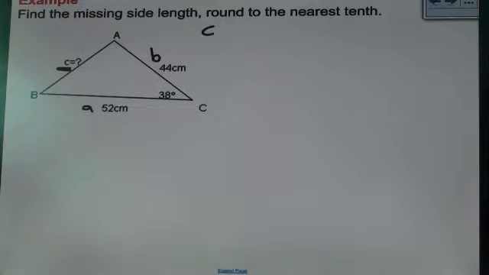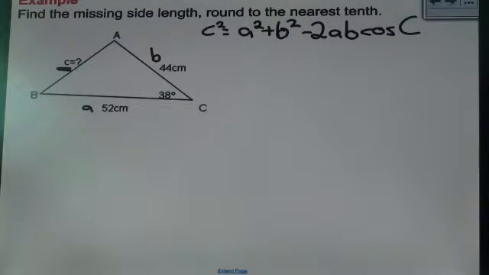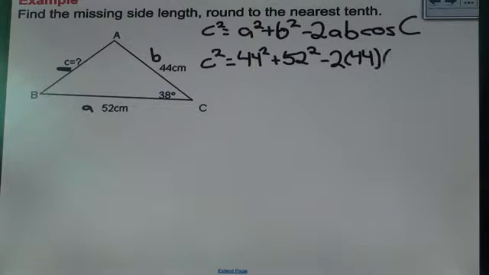So I can say C squared, the side over here, equals the sides on either side of the angle, added together and squared, minus 2 times those sides, cosine of the angle. In our case, the angle is C. C squared equals, and you don't need to write the formula part, you can go straight to the number part if you want, 44 squared plus 52 squared minus 2 times 44 times 52 cosine, and the angle is 38.